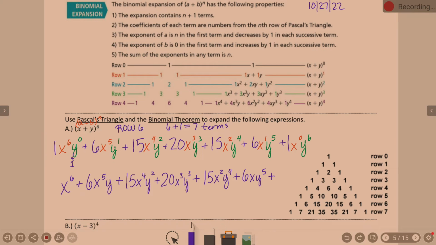Plus, what about this last term? Y to the 6th. 1 is 1. X to the 0 is 1. And so 1 times y to the 6th is just y to the 6th. Now, if you don't like what I just did, then your other option is to FOIL this all out, which would be x plus y 6 times, FOILing it out. I personally will pass on that.